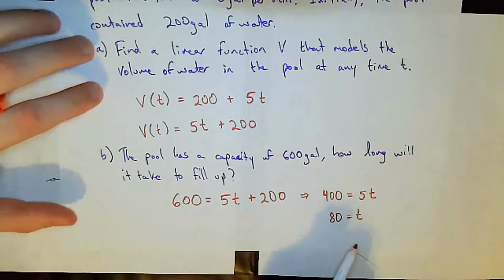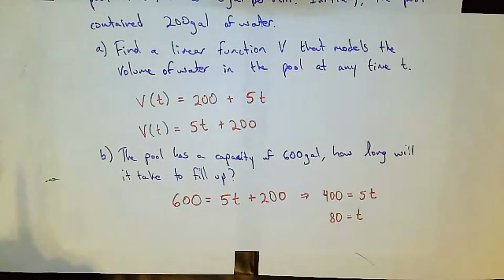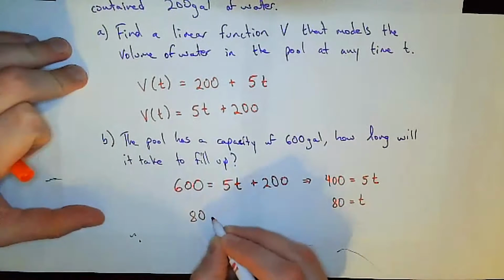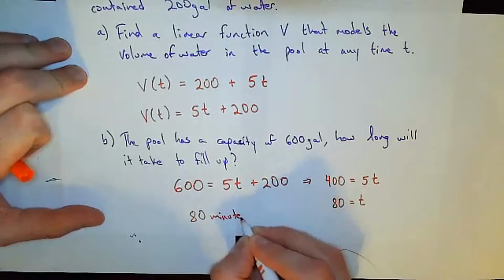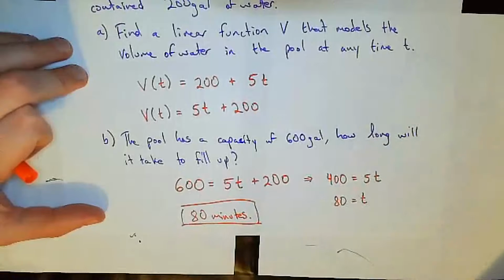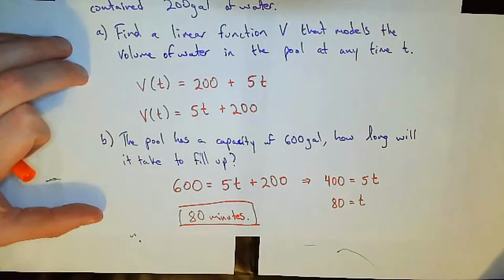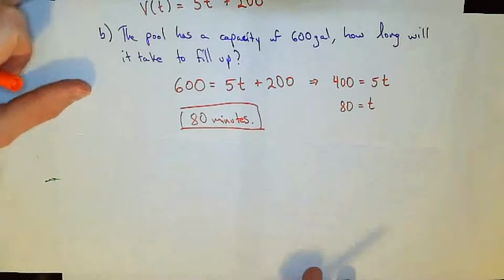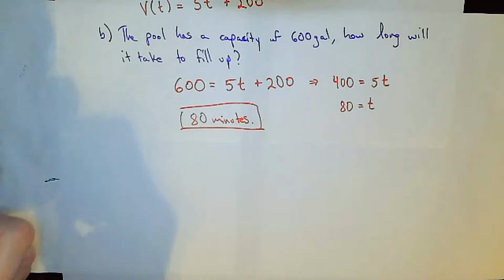Okay, so just a little bit of algebra there, and we figure out that it takes 80 minutes. That's how long it takes for the pool to fill up, if it has a capacity of 600 gallons, that is.